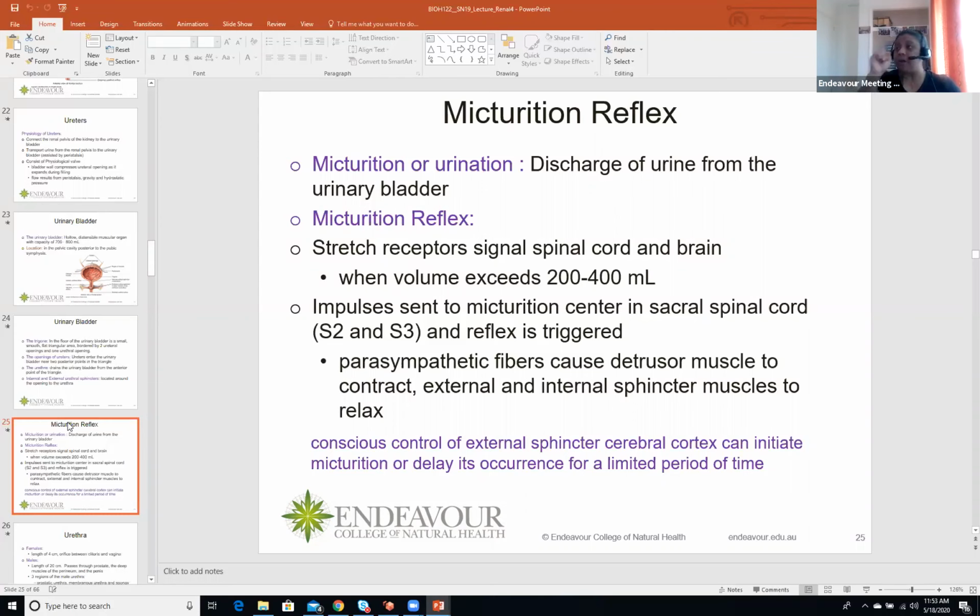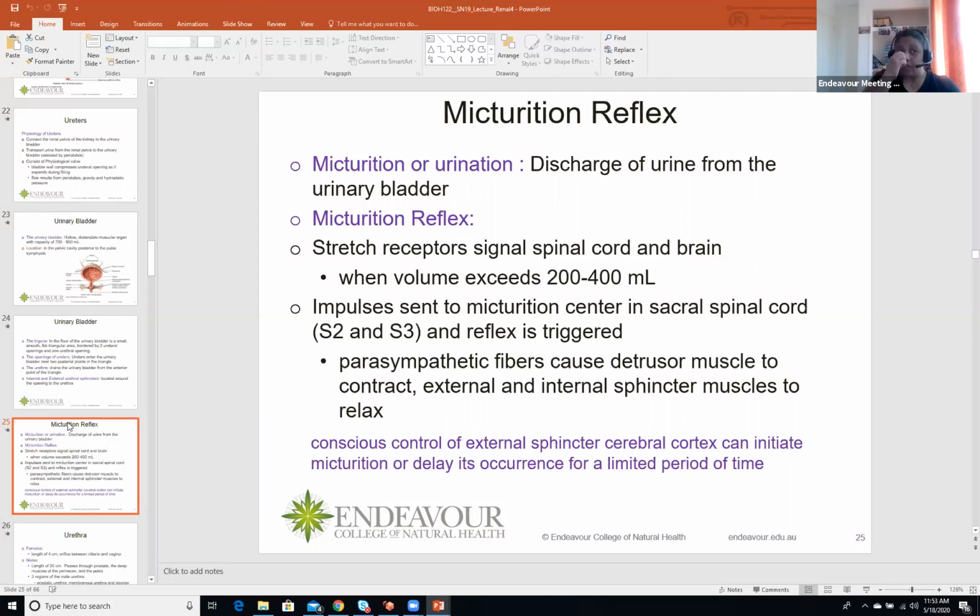Now, if you remember, the parasympathetic nervous system is also called the craniosacral nervous system. So the control centers for these reflexes are located in the cranial nerves and the sacral segments, S1, 2, 3, 4. For the micturition reflex, these are located in the S2 and S3 segments.